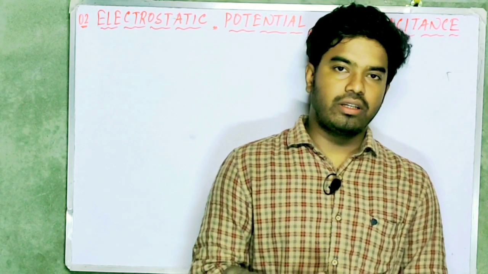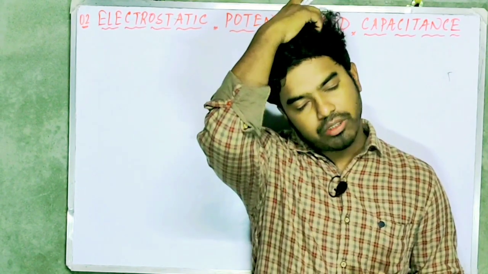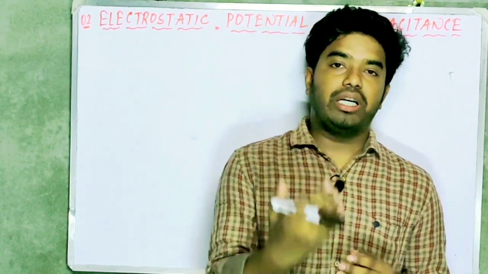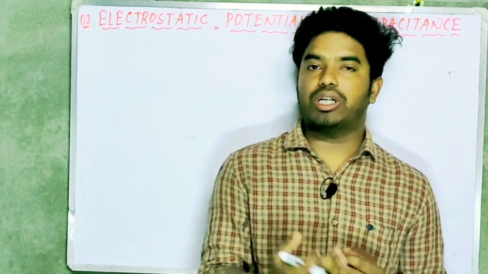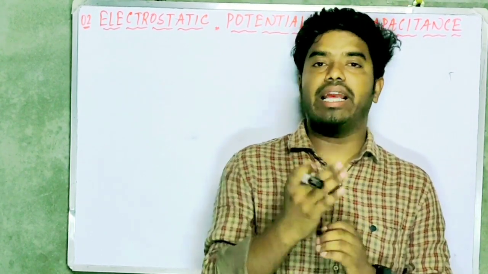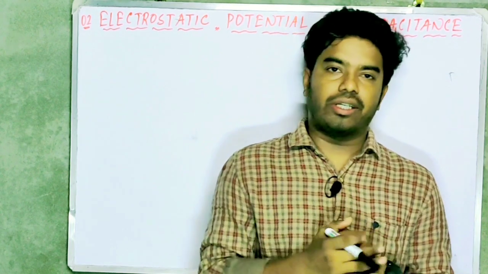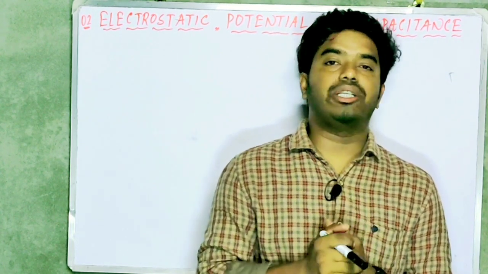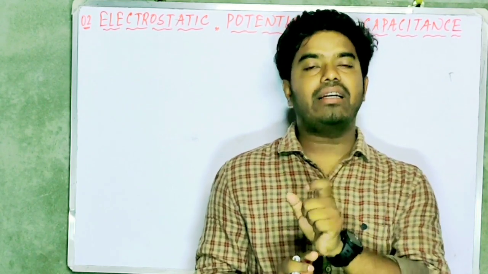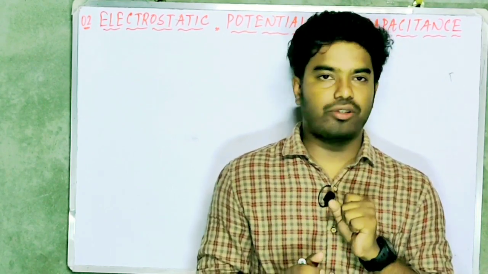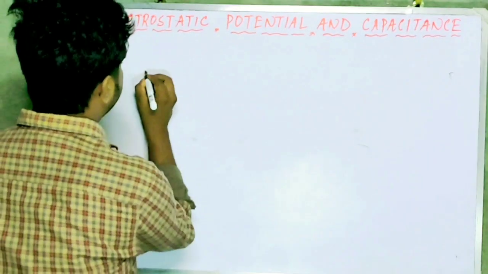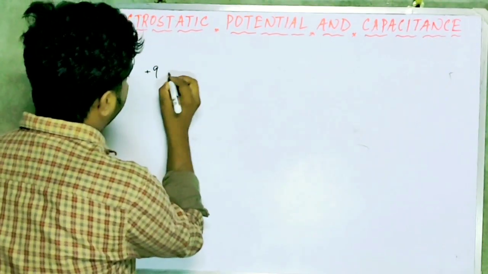Welcome students. In the previous class we talked about the topics of electric potential due to a point charge, and electric potential due to a dipole at an axial point, at an equatorial point and at any point. In this lecture we will be talking about an important relation, that is the relation between electric field and electric potential. So let's start.